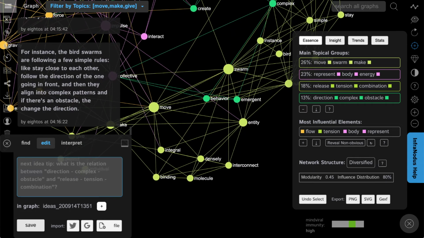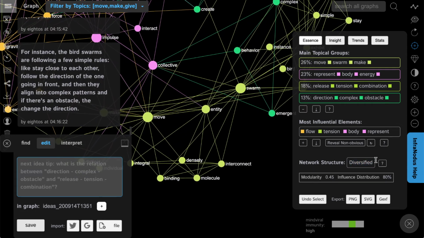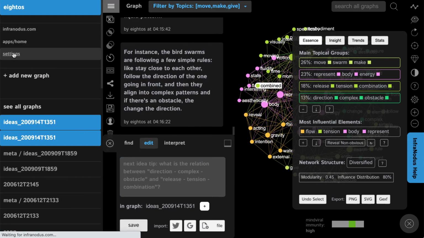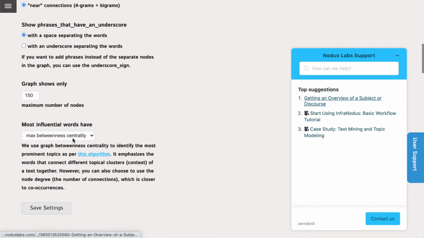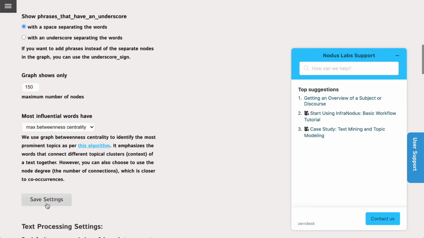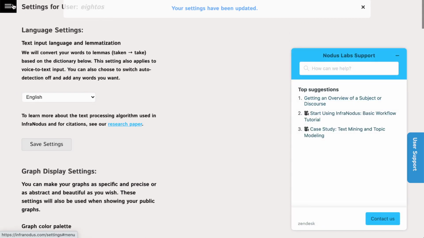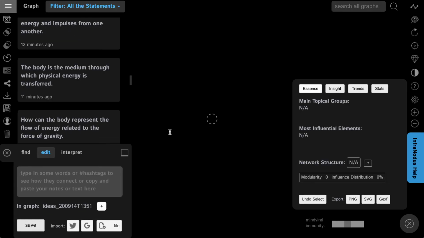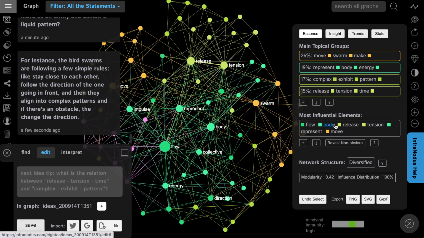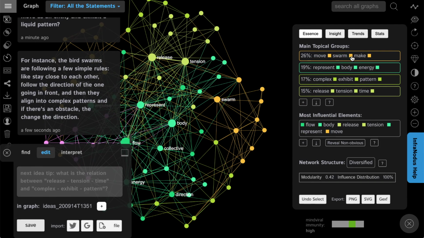So as you can see now, the mind bar luminosity is high and the structure is diversified. So now we finally have a really diverse structure. We can actually go back into settings and remove the labels for all the nodes, because it's going to look a little bit clearer now that we have quite a few things added. Go back into the graph. Okay, so now we see that it's about the flow, the body, release, tension, represent, move. So all the most important stuff is there, and we even have this nice topical group which is talking about swarms and the movement that a swarm is making.